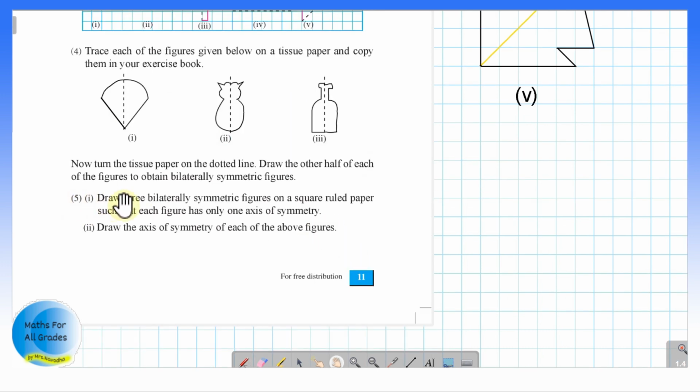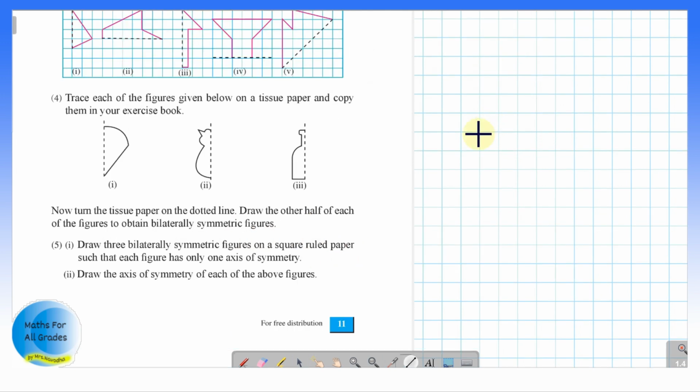Question number 5. Draw 3 bilaterally symmetric figures on a square ruled paper such that each figure has only one axis of symmetry. Draw the axis of symmetry of each of the above figures. Here you are free to draw any kind of bilaterally symmetric figures. I'll start with the axis of symmetry.